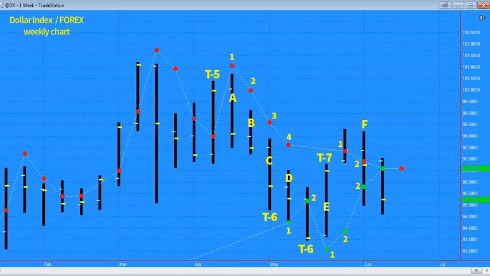The bar at D is slow and neutral. Buyers defended the range extension at green dot 1. However, the bar also closed below the open and negative on the week.